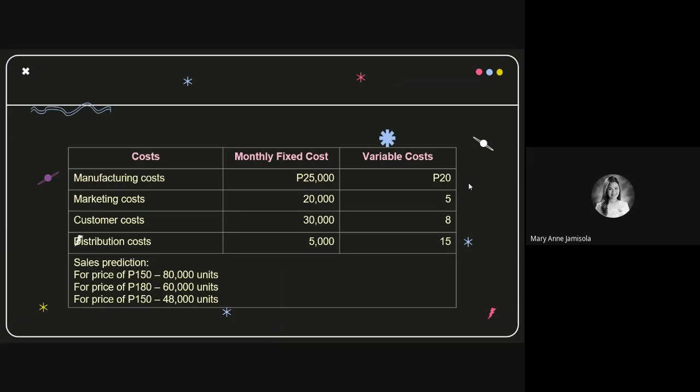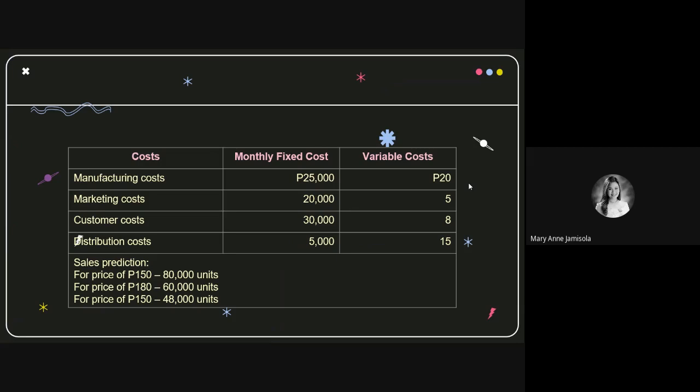the wallet phone. We have manufacturing costs with a monthly fixed cost of 25,000 and 20 pesos for the variable cost. We have marketing costs as well. Fixed is 20,000 and variable is 5. Customer costs monthly fixed is 3,000 while the variable is 8. Distribution cost fixed amount is 5,000 while the variable cost is 15.